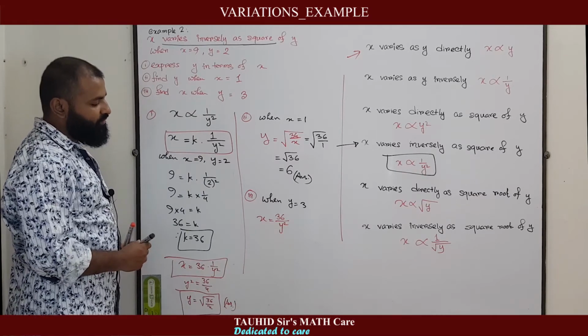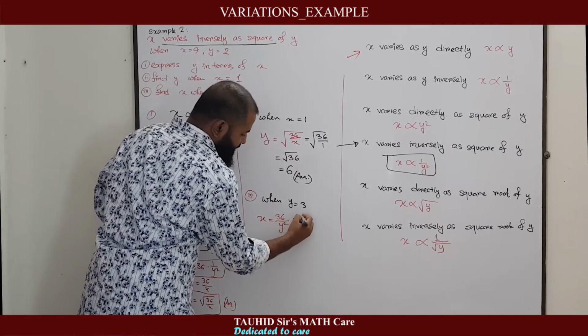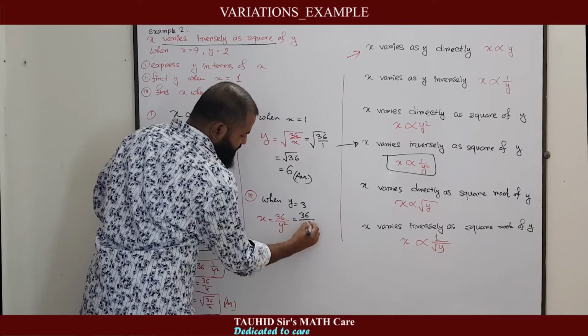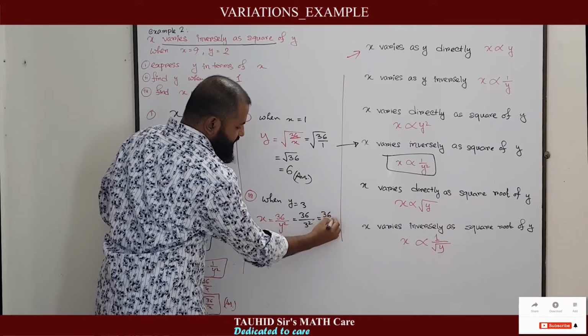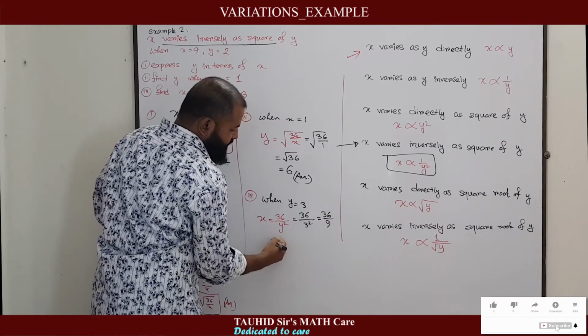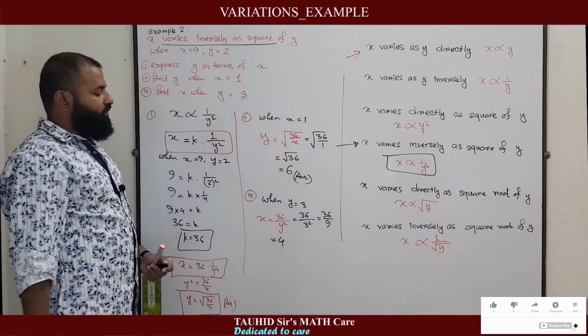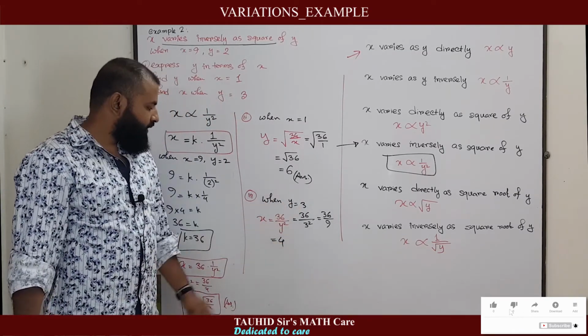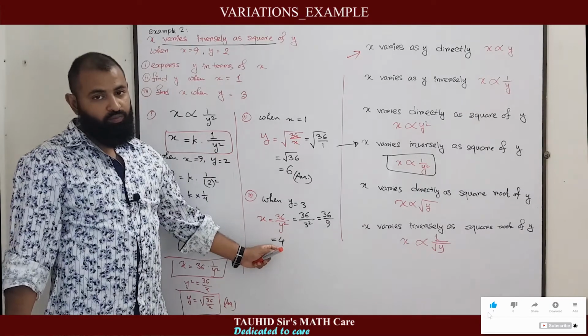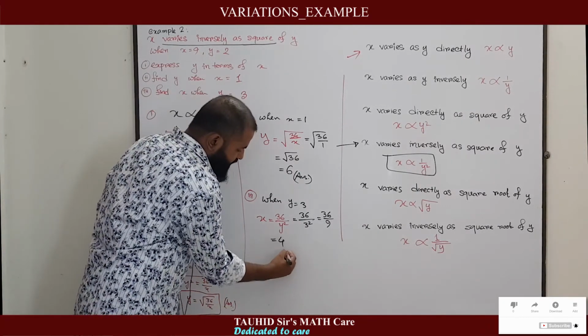So the value of y is given as 3. x equals 36 divided by 3 square, equals 36 divided by 3 square, which means 9. 36 by 9 equals 4. When the value of y equals 3, the value of x will be 4. This is our answer.